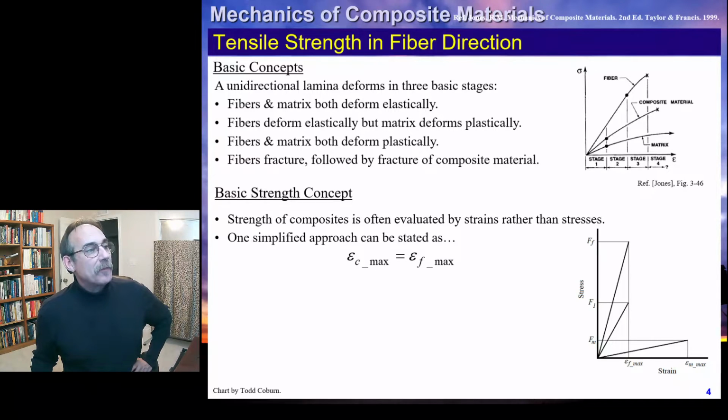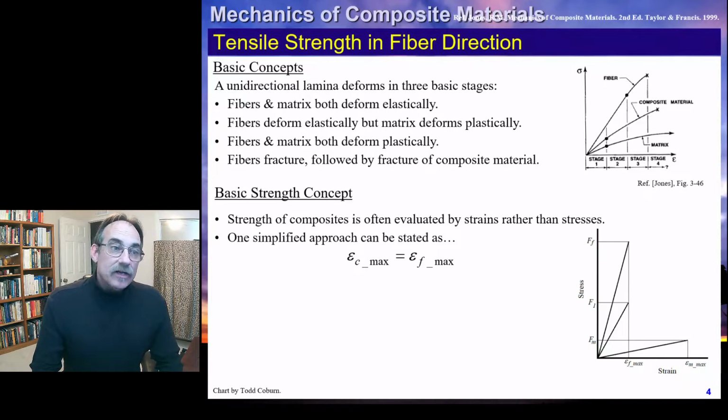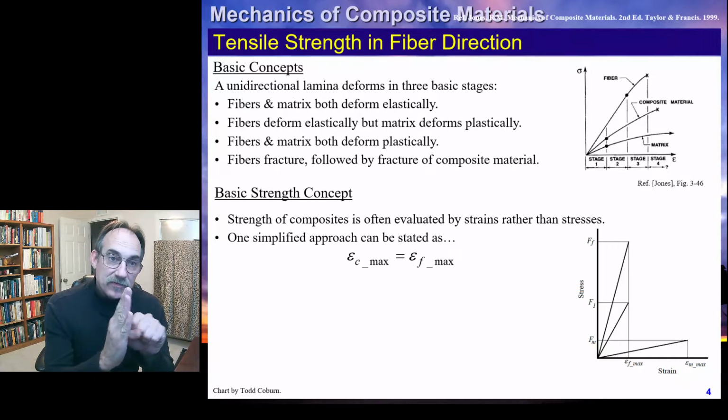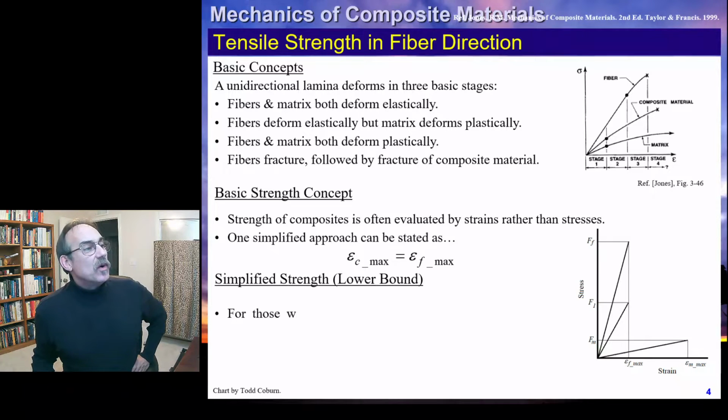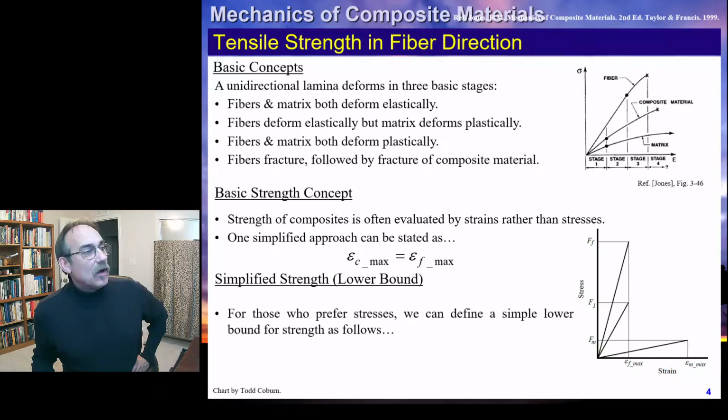So a simplified approach, though, would be to say that the composite strength, the max composite strain, is the max fiber strain. And that's certainly true, because when those fibers fail, it is very unlikely that the composite, which has failed fibers now, will be able to sustain the load. So this is our kind of limiting case here. So we can set this lower bound this way.